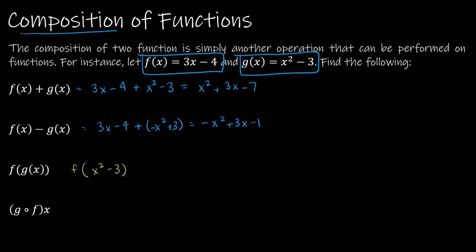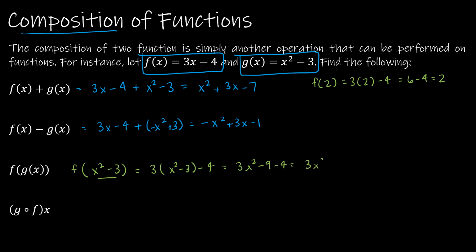So recall, if I said take f of 2, you would say that's 3 times 2 minus 4. Now that's very easy. 6 minus 4 is 2. But if I give you f of x squared minus 3, that means in f, which is 3x minus 4, I'm replacing x with x squared minus 3. So I'm still writing 3x minus 4, but instead of x, I'm replacing that with x squared minus 3. Then, of course, I would simplify. So 3x squared minus 9 minus 4, which is 3x squared minus 13.